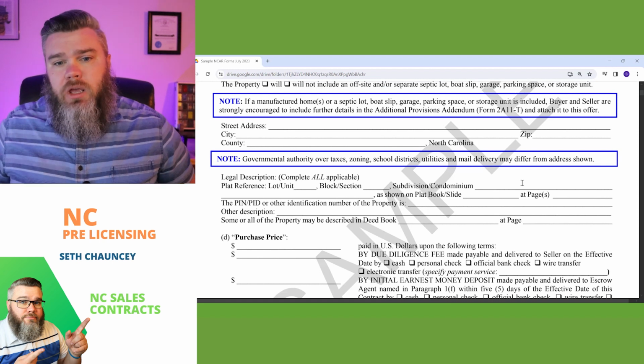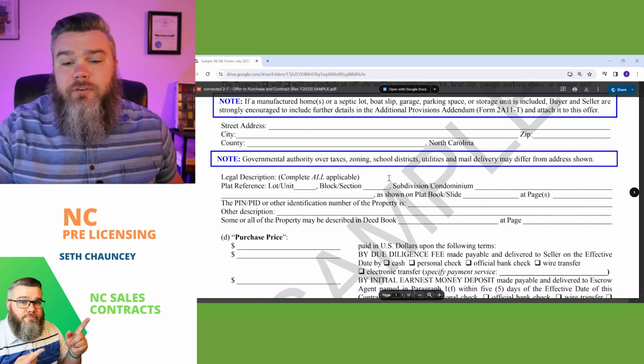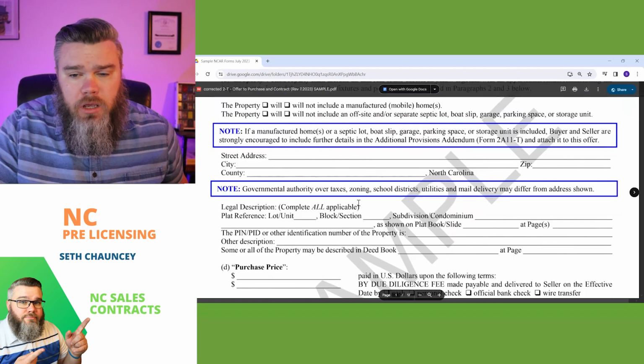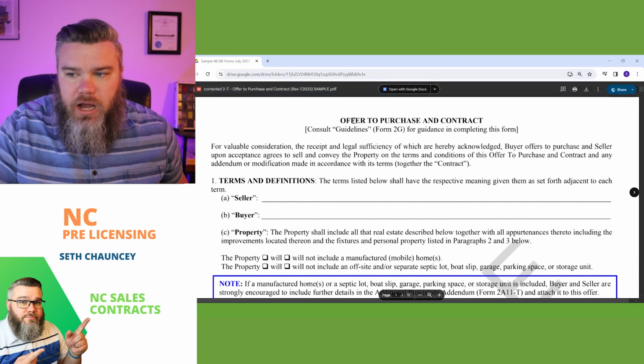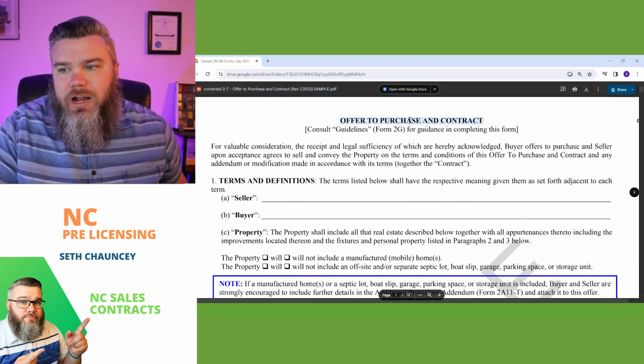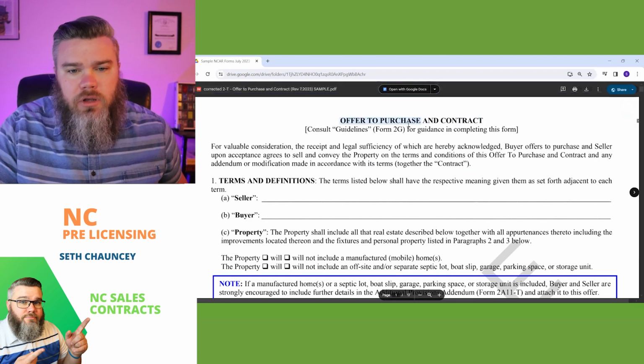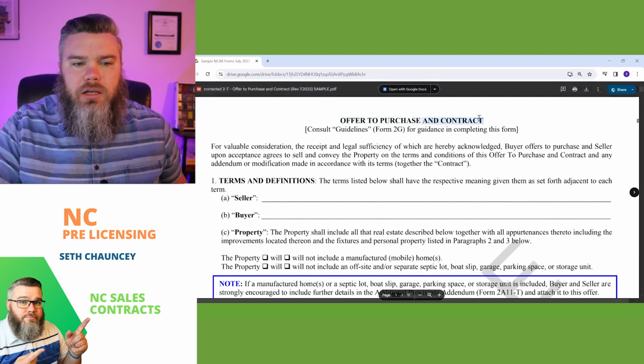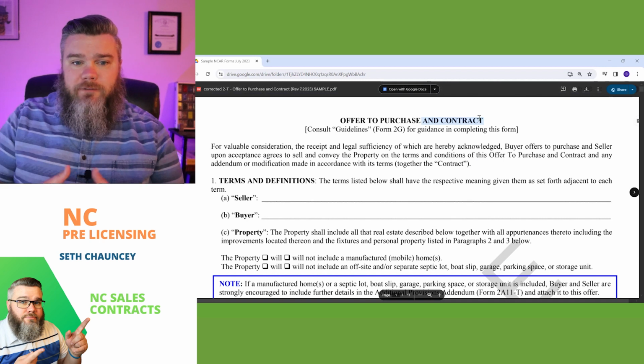An offer. Every contract starts as an offer. I want to buy your house for $2 million. That's an offer. And so that is why this is called the offer to purchase and contract. It starts as an offer, but if all parties agree, it can become a contract. Remember, these are very different things.